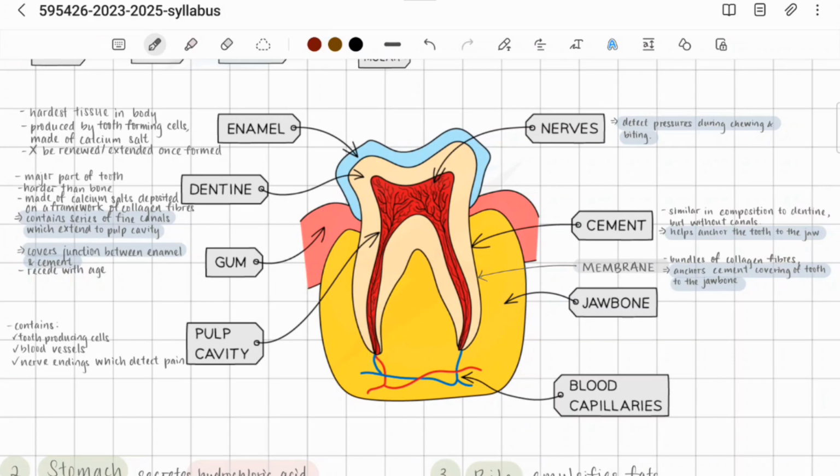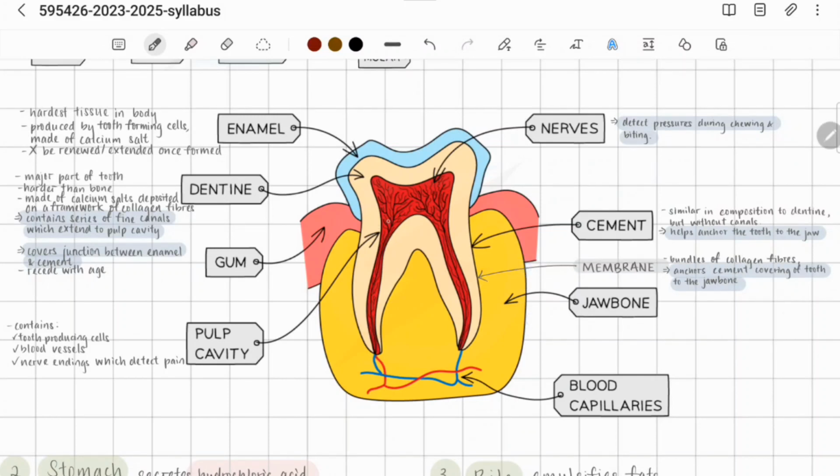Dentin contains a series of fine canals which extend to the pulp cavity. Pulp cavity is inside here. Okay, and then we have gum over here, outside of the teeth. Gum covers the junction between enamel and cement. Cement is inside. And then after that, gums recede with age. So as we grow older and older, the gums will recede.